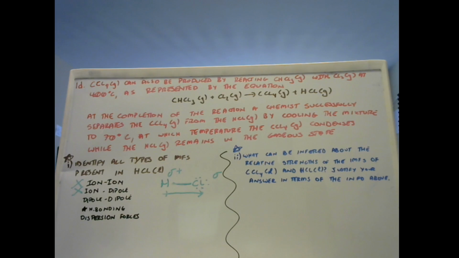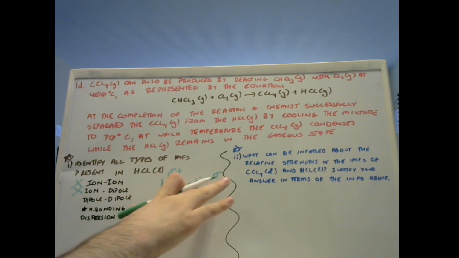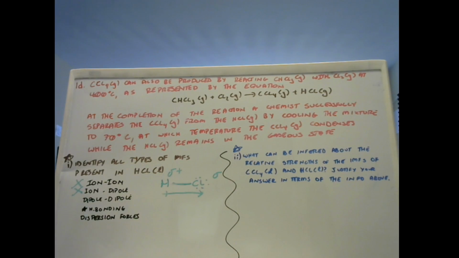Takes us to dipole-dipole. Is there a polar molecule? Yes. Chlorine is more electronegative. It's going to pull the electrons closer to it from this bond, giving you a negative side and a positive side. So we have dipole-dipole.